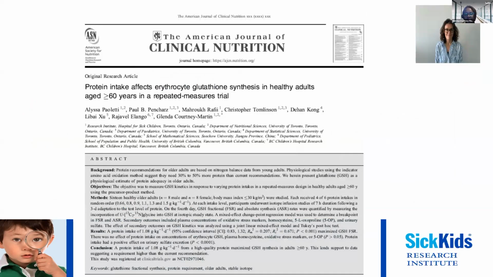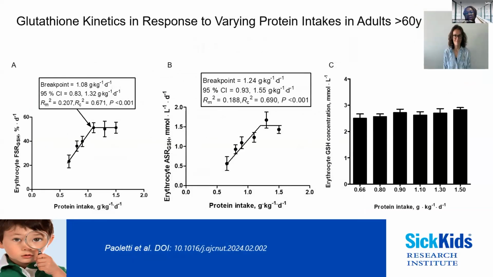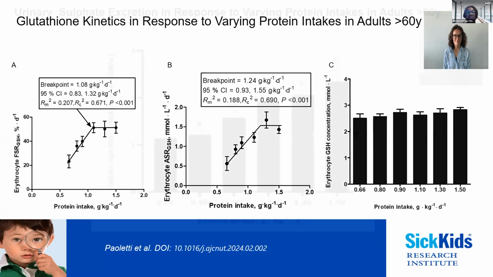We also did the study in older adults, and we also found that the amount of protein that optimized glutathione synthesis rates was about 1.1 gram per kilo per day. What was interesting is that if we had used concentration alone in these studies and not applied the stable isotope to measure the kinetics, we would have seen no difference, because from this graph, you can see that glutathione concentration did not change in the older adults, did not change in the younger adults. But what we saw was an increase in glutathione synthesis when we used stable isotopes to a break point where further increases in protein beyond 1 gram per kilo per day did not produce further increases in glutathione.